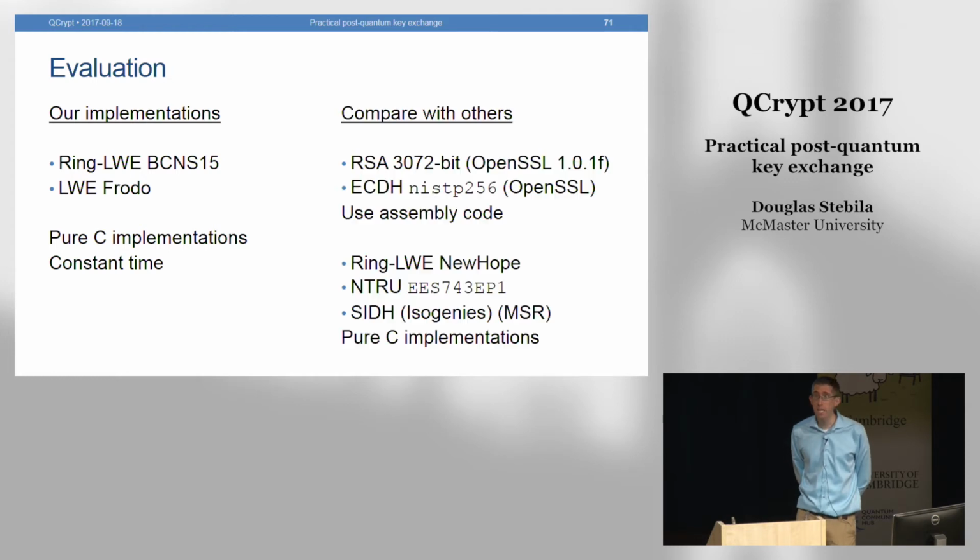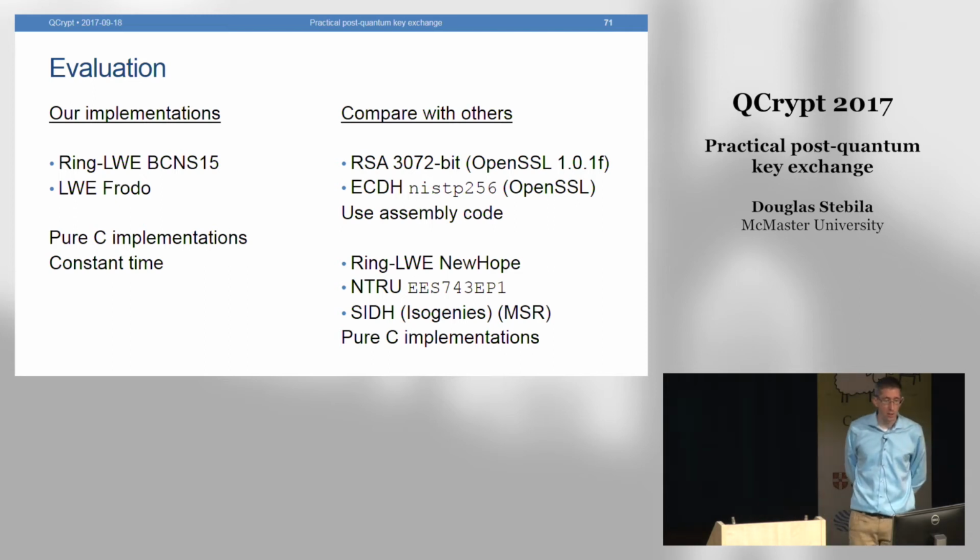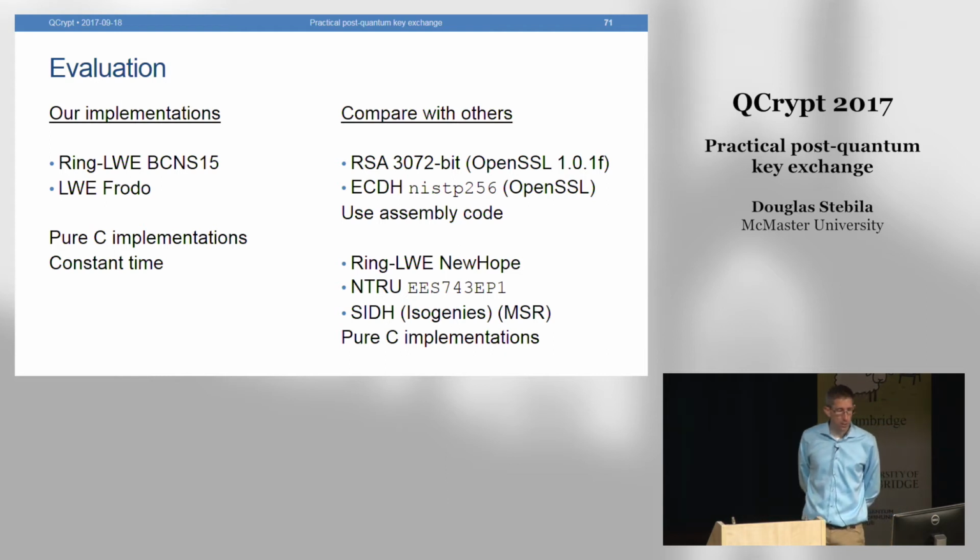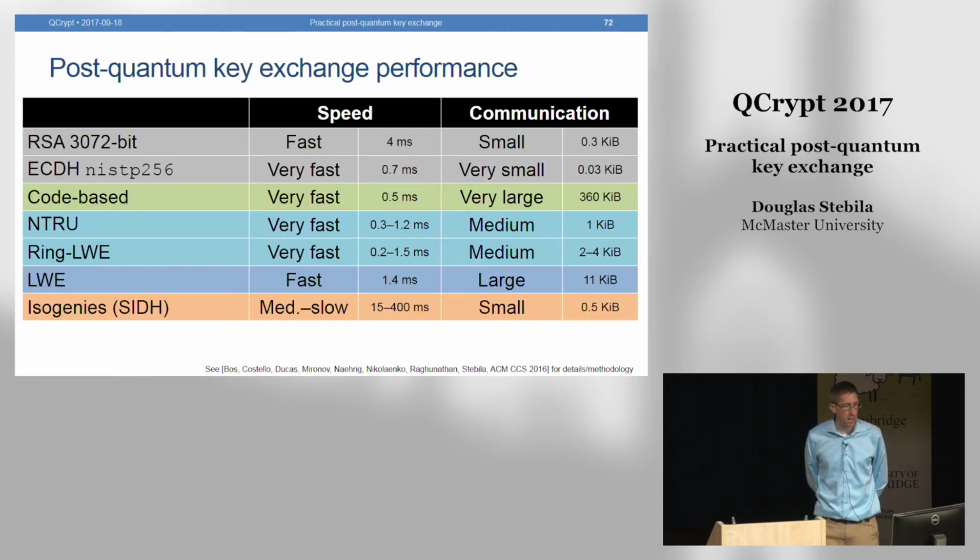Compare that with a variety of other algorithms, RSA and elliptic curve Diffie-Hellman, which are not post-quantum secure, but still provide a very good baseline of performance as they're widely used today. And then a few other post-quantum algorithms. Two other lattice-based ones, the ring-LWE NewHope and the NTRU crypto system, as well as an isogeny-based one, based on elliptic curves. So here's the relative performance of these different algorithms.